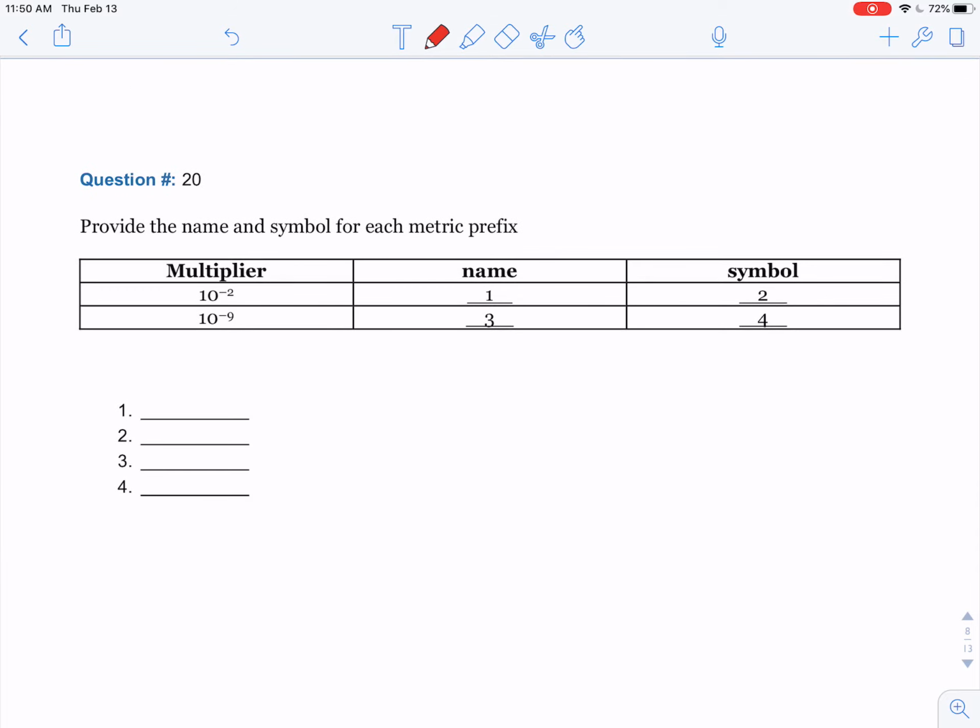Meaning here, 10 to the negative 2 is centi, 10 to the negative 9 is nano. The symbol for centi is lowercase c, the symbol for nano is N. So blank number 1, the name is centi, blank number 2, the symbol for centi is lowercase c, then we have nano, and then we have N.